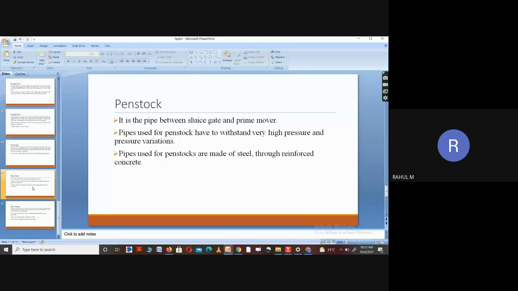Okay, so the penstock is a pipe between the sluice gate and the prime mover. Pipes used for penstock have to withstand high pressure and pressure variations. The pipes used for penstock are basically made of steel, or steel through reinforced concrete. Okay, finally you have the spillways.